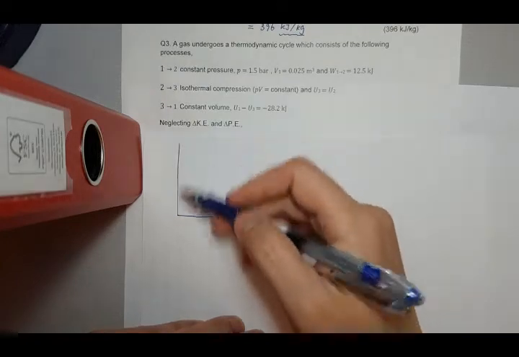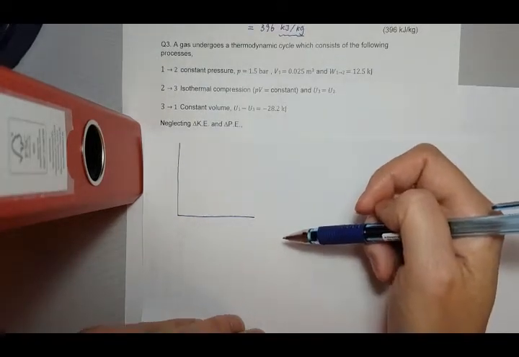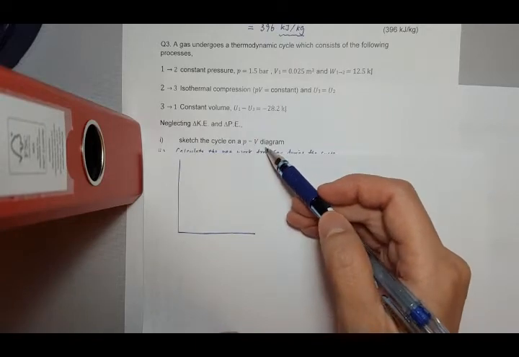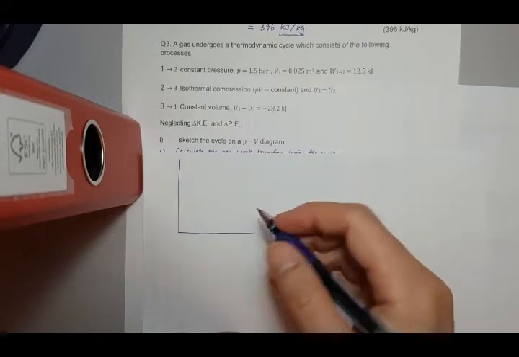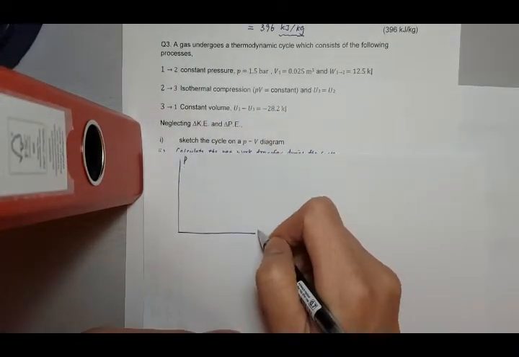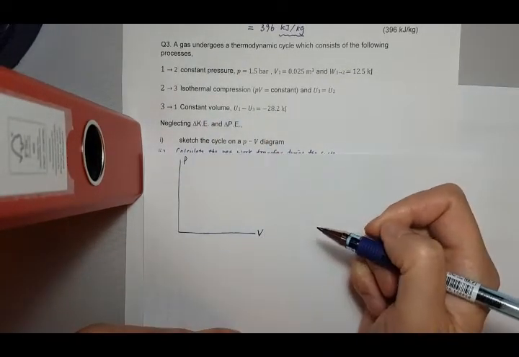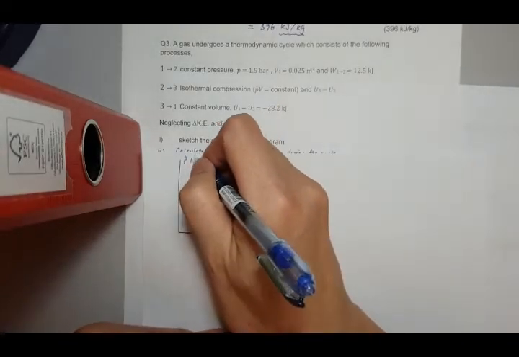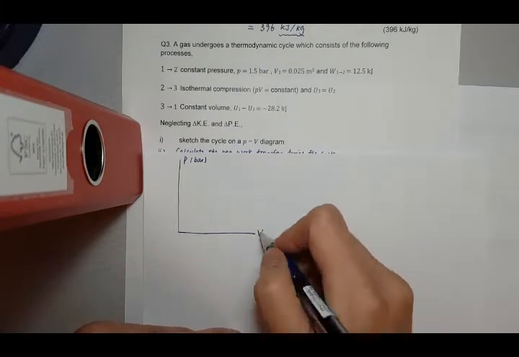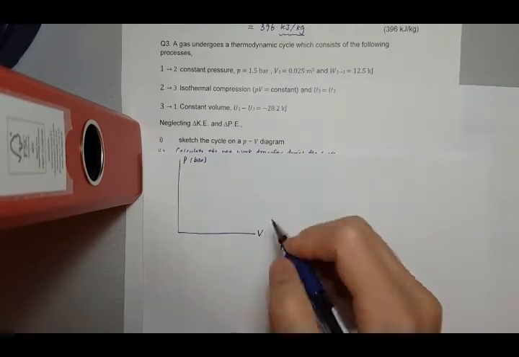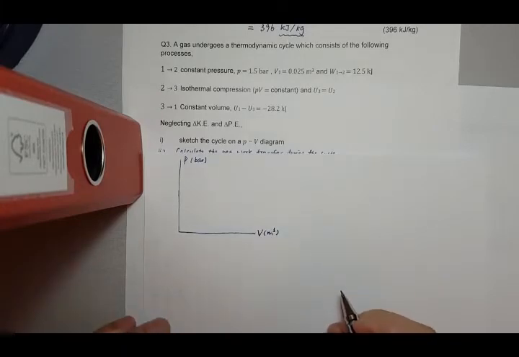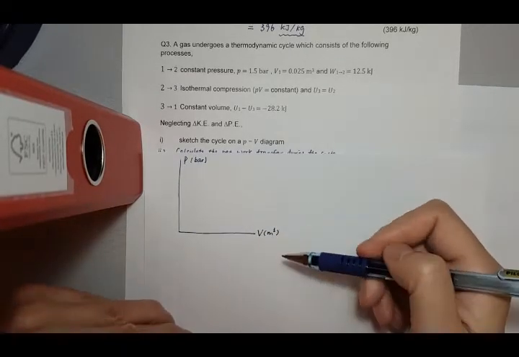First of all, we just need to plot an x-y coordinate system. As you can see, we have PV. This is a PV diagram, which means the pressure is the y-axis, and this is the volume. In most cases we're going to use bar for pressure, and for the volume we have cubic meter here. So this is our PV diagram axis.